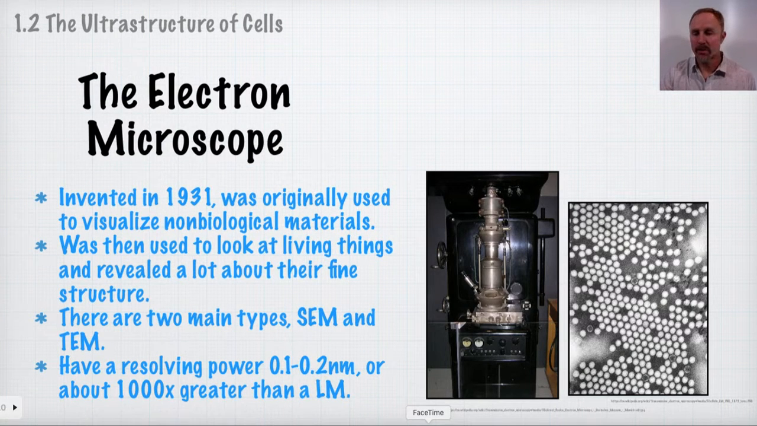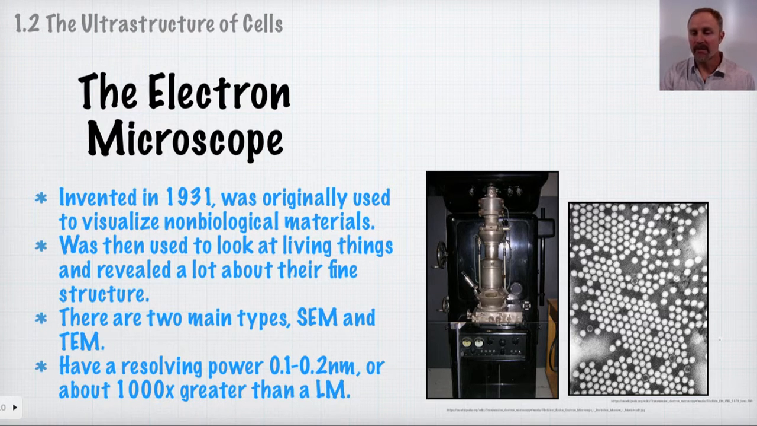So the electron microscope was originally developed in 1931 to look at non-biological materials. And after scientists got using this, they started to realize that if they could stain biological substances, they might be able to look at and reveal a lot about the fine detail of those as well. And there's two main types that we need to be concerned with. We have the scanning electron micrograph, or the SEM, and the transmission electron micrograph, or the TEM. And the transmission electron micrograph actually looks through the object that you're viewing, the cell and so forth. So if we look here, we can see that we're looking at the polio virus in this instance.